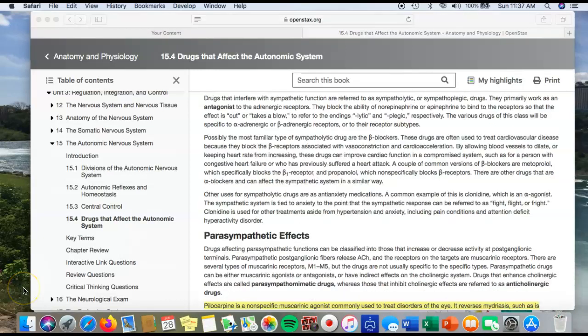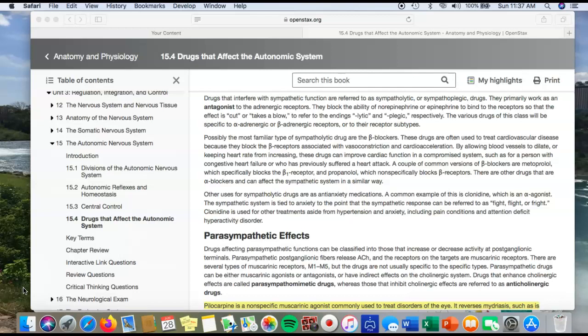The most familiar of these are the beta blockers, and these drugs are often used to treat cardiovascular disease because they block beta receptors, which are associated with vasoconstriction and cardioacceleration. And so basically that allows the blood vessels to dilate and basically keeps the heart rate from increasing.